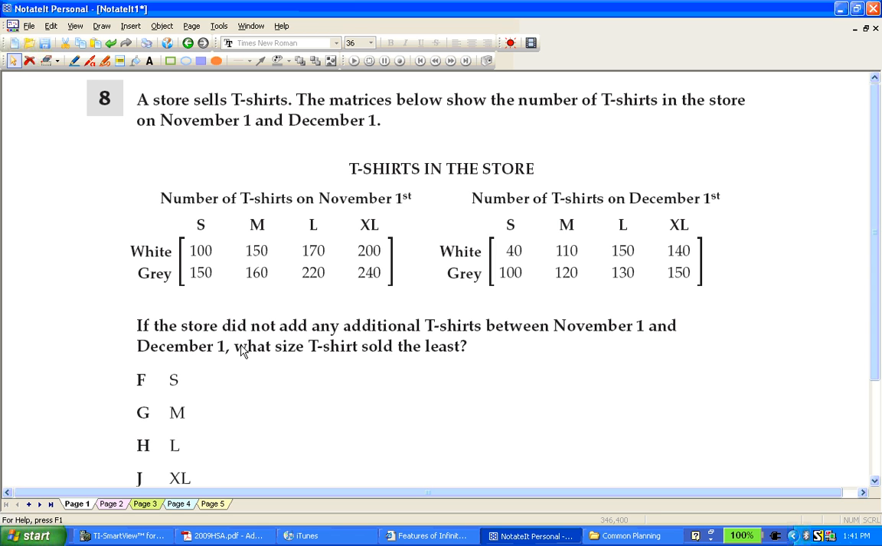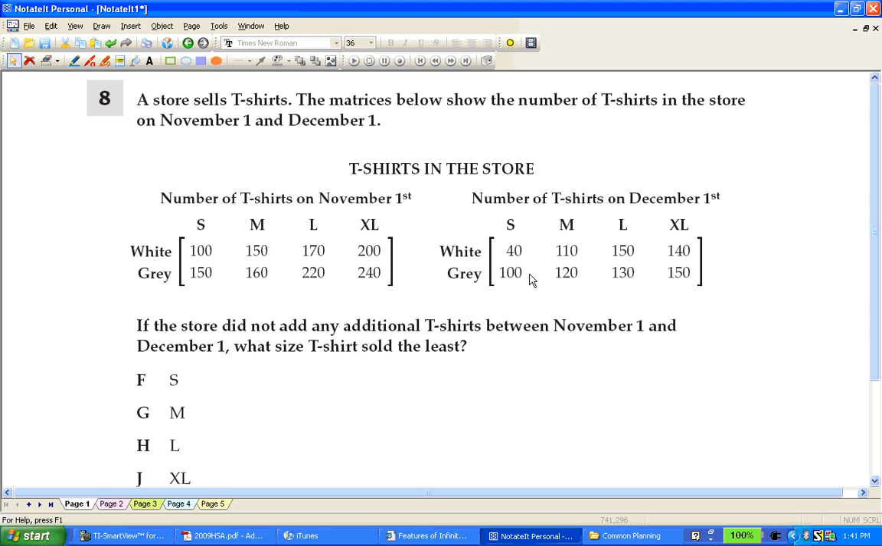That's it. So, we see a problem that says the store sells t-shirts. The matrices show the number of shirts that are in the store on November 1st and December 1st. What that looks like to me is, if I'm looking at the small shirts, it's 100, and then on December 1st there's only 40 of them left, so that tells me that they're counting the ones left to determine how many they've sold. And that holds true for all the rest of them.